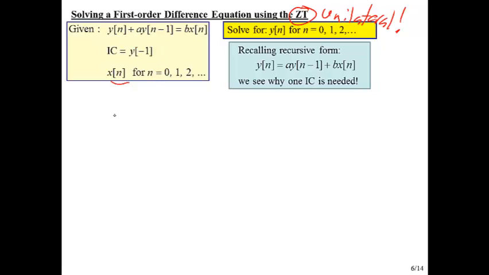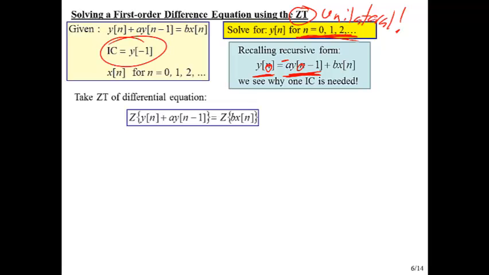So we're all set up, and what we're trying to do is find the output for n equal to 0, 1, and 2. If you recall how we solved this recursively, and I just noticed I missed a negative sign there, you'll remember why we needed only one initial condition. If we set n equal to 0, to get y of 0, we need to know y of minus 1. So that's our initial condition that we need to know.